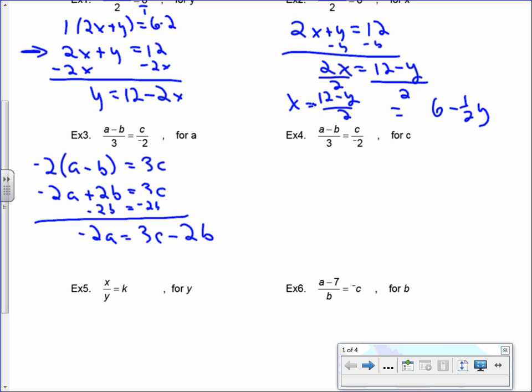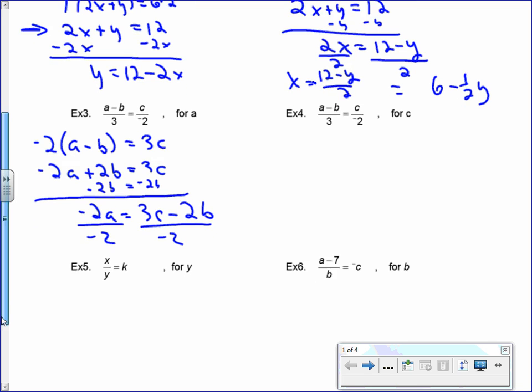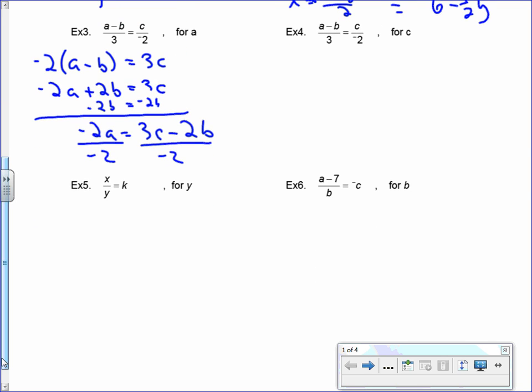All right, and what's my next step? What do I need to get rid of now? Negative 2 by what operation? Division, okay? Division. So then divide by negative 2. And I'm going to write my answer down here below 5 just because I ran out of room. Y'all still have room? Yeah? Okay, I'm just going down here. I'll erase it in a minute. So I get a equals 3c minus 2b, all divided by negative 2.